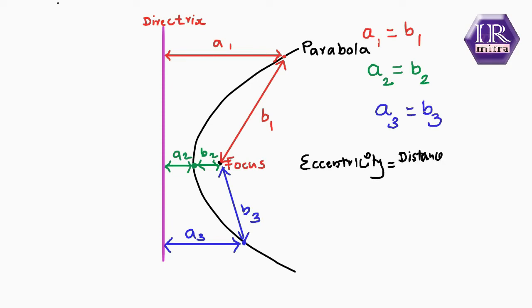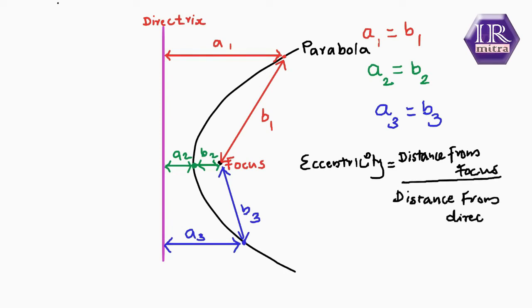Now in other terms, we can define a term known as the eccentricity, which is the topic of this video. It is the ratio of the distance from the fixed point, the focus, divided by the distance from the fixed line, the directrix. So here the eccentricity, with the common letter small e, will be equal to b1 by a1, equal to b2 by a2, equal to b3 by a3, equal to 1. So for a parabola, the value of eccentricity is equal to 1.